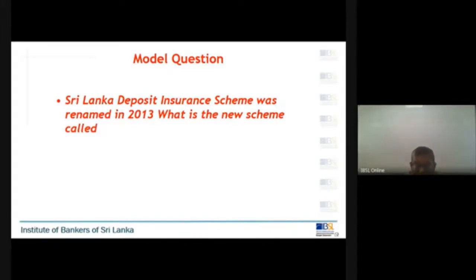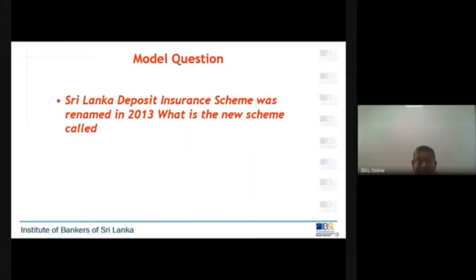So the insurance fund has some money. Do you know how much it presently has? How much money do they have at the moment? According to the central bank statistics, it is estimated at around 62 billion rupees. 62 billion rupees is the fund available. Now they have enough money.